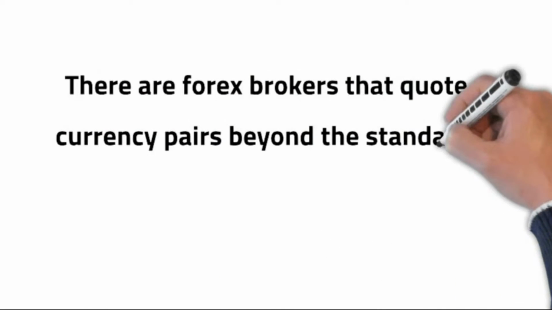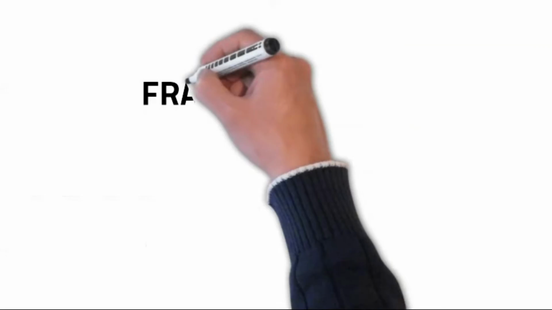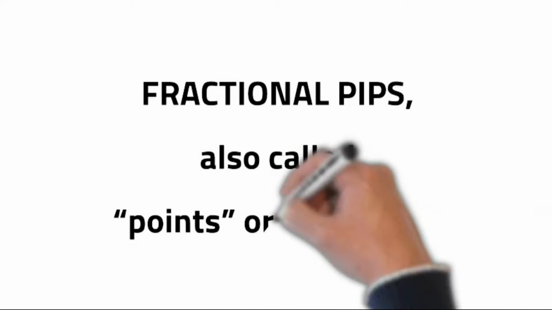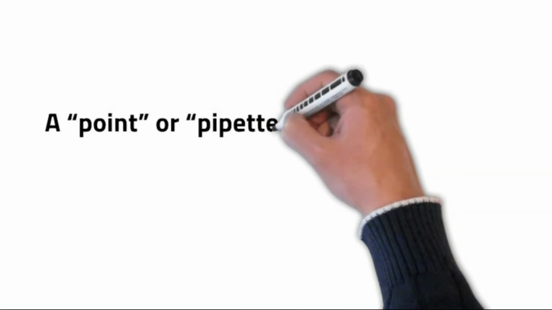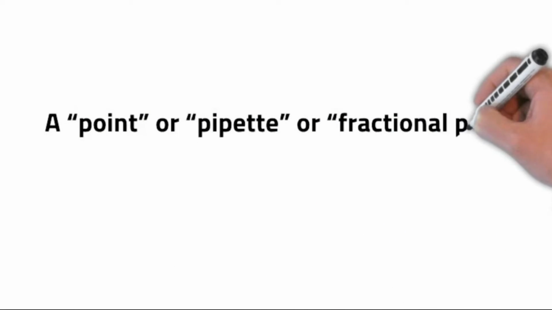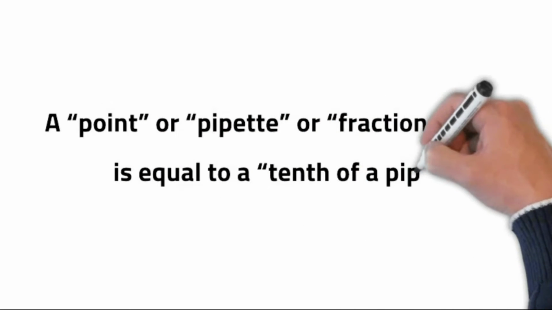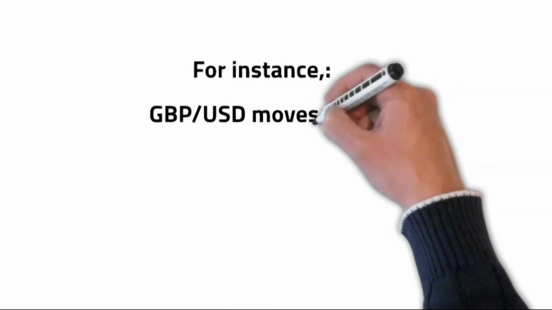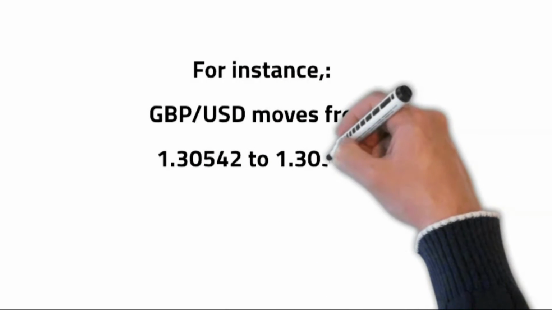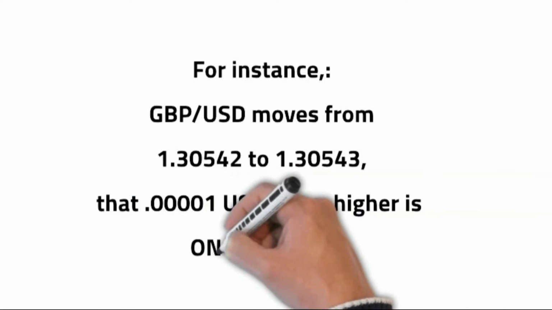There are Forex brokers that quote currency pairs beyond the standard 4 and 2 decimal places to 5 and 3 decimal places. They are quoting fractional pips, also called points or pipettes. If the concept of a pip isn't already confusing enough for the new Forex trader, let's try to make you even more confused and point out that a point or pipette or fractional pip is equal to 1/10 of a pip. For instance, if pound sterling to US dollar moves from 1.30542 to 1.30543, that 0.00001 USD move higher is 1 pipette.